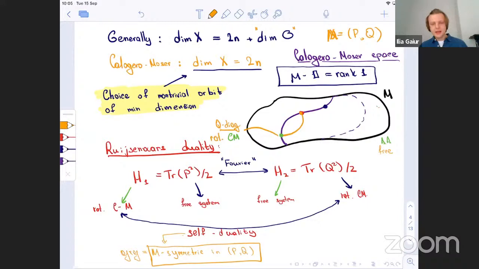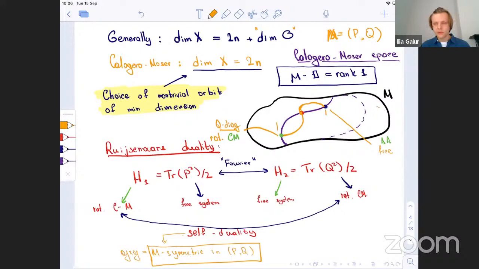On the other hand, we can do the same thing. We can continue following the orbit, but now we want to diagonalize not Q, but P. And then we also get to the same Calogero-Moser space and obtain another point of intersection of our orbit with the level set. And then we will obtain just a free particle system. And it means that at this point, we obtain the Calogero-Moser coordinates, and at this point, we obtain action-angle variables for the Calogero-Moser system.